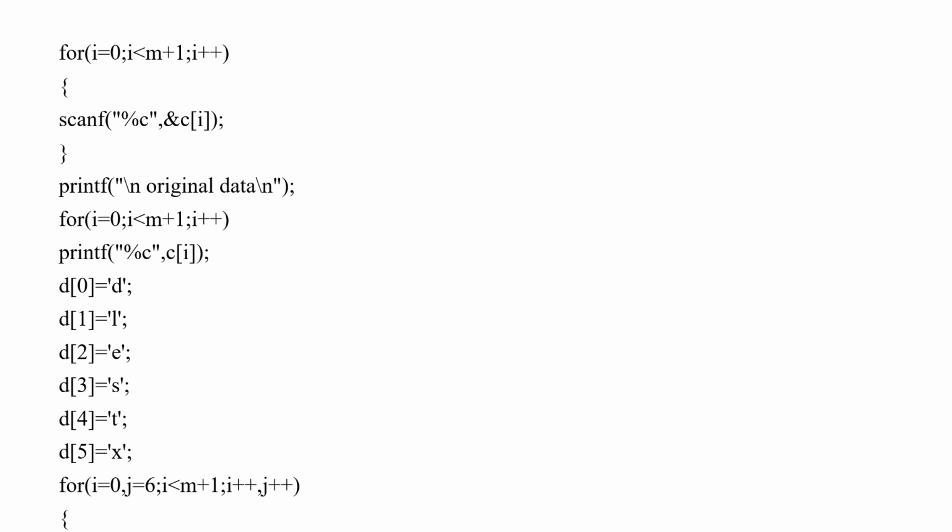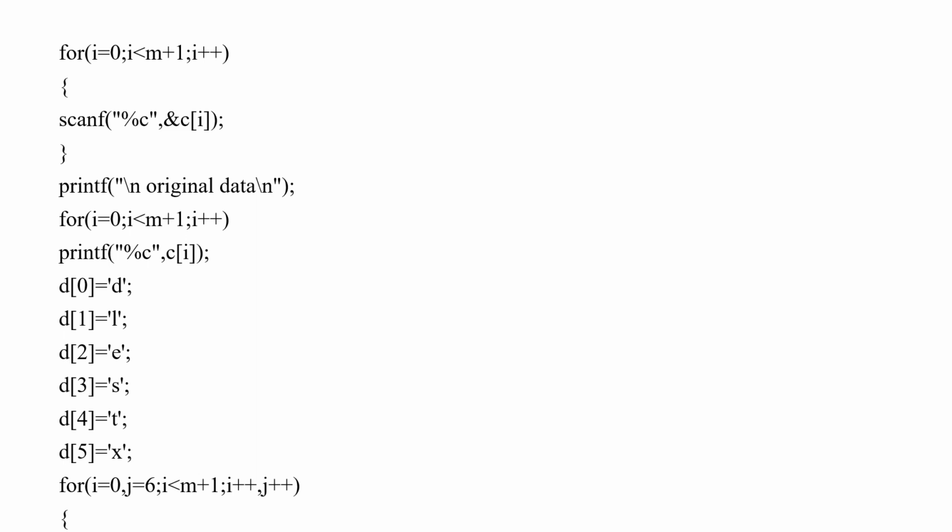I is equal to 0, I lesser than m plus 1, I plus plus. So now I is equal to 0 means it should satisfy the loop, and that particular I value will be read, and that original data will be printed. Now again I is equal to 0, I lesser than m plus 1, I plus plus, means the next value, I is equal to 1 or 2. Like this it keeps on moving until all the data is filled. So d of 0 is d, d of 1 is l.